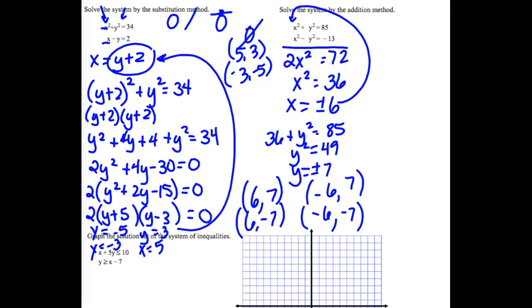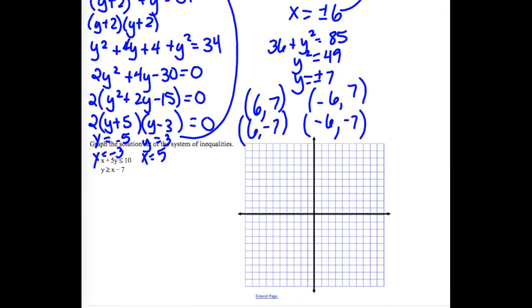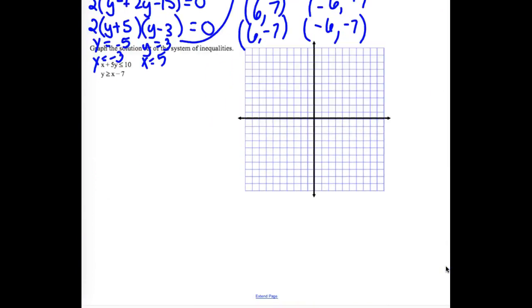All right. Our last one that we're going to look at today, we are graphing a system of inequalities. The first one, x plus 5y is less than or equal to 10. That is in standard form. So I'm going to go ahead and make a t-chart and find my intercepts. Plugging a 0 in for y, we get 10. Plugging a 0 in for x, we get 2. So I know I'm hitting here at 10 for x, 2 for y.